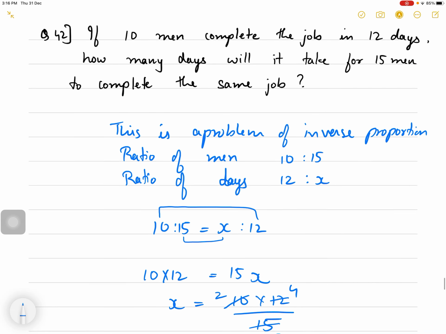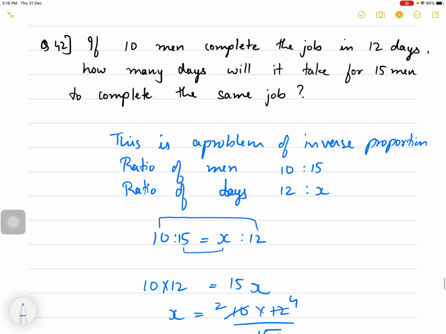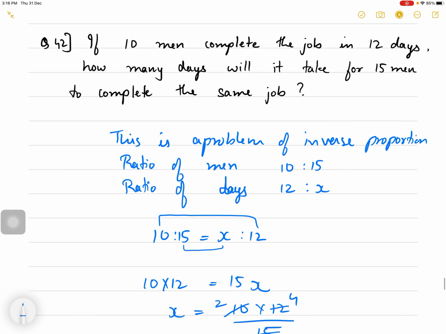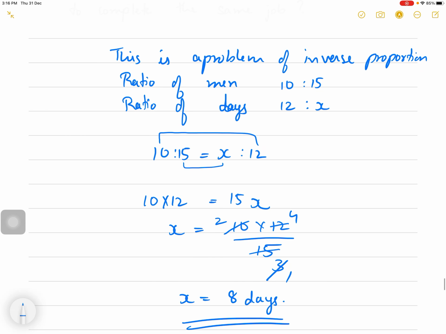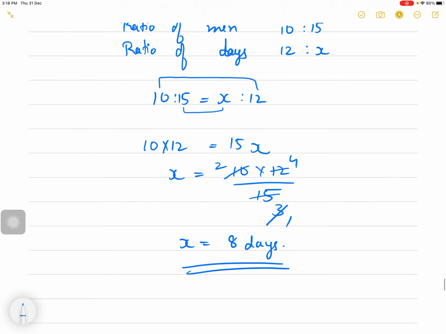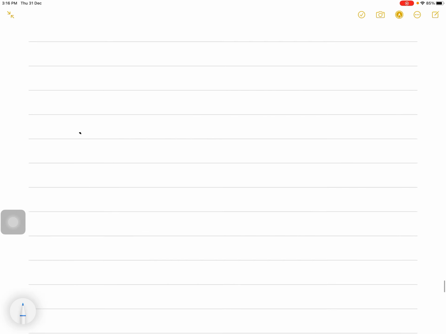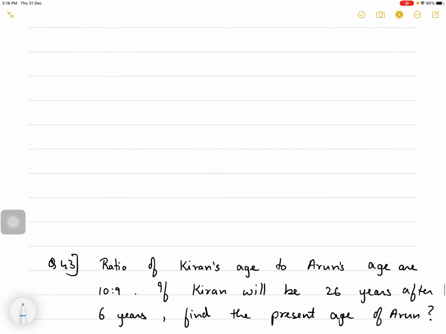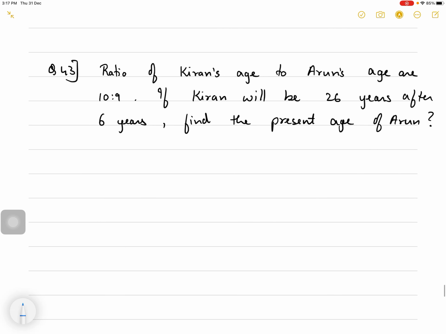I am sure my students have done this correctly. The mistake which I did, I am sure you have not done the same mistake. In the exam, you have to be careful. Let's see the next question.